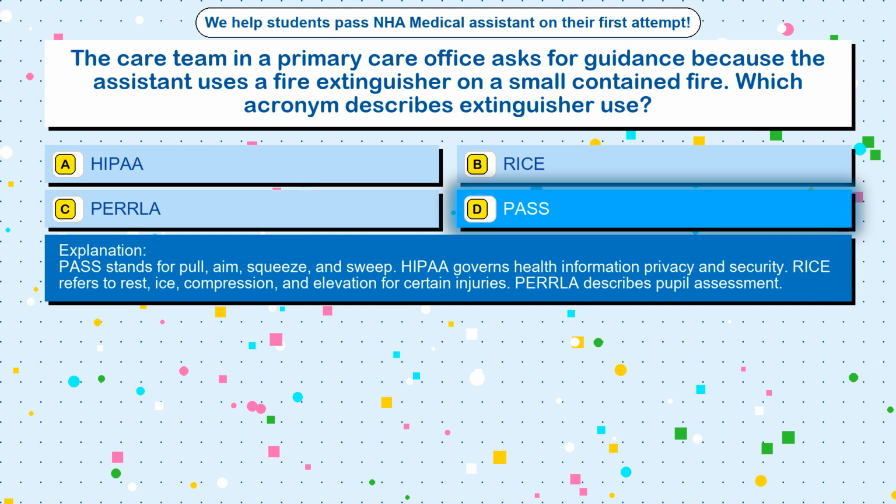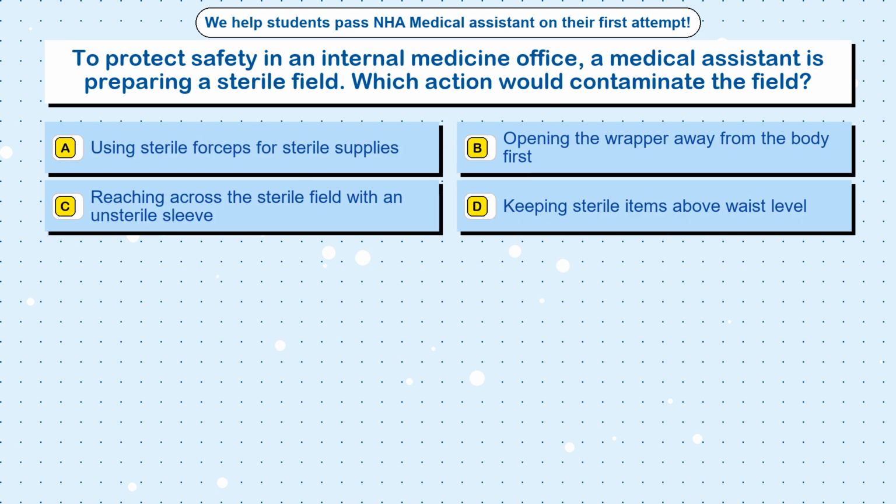HIPAA governs health information privacy and security. RICE refers to rest, ice, compression, and elevation for certain injuries. PERLA describes pupil assessment.